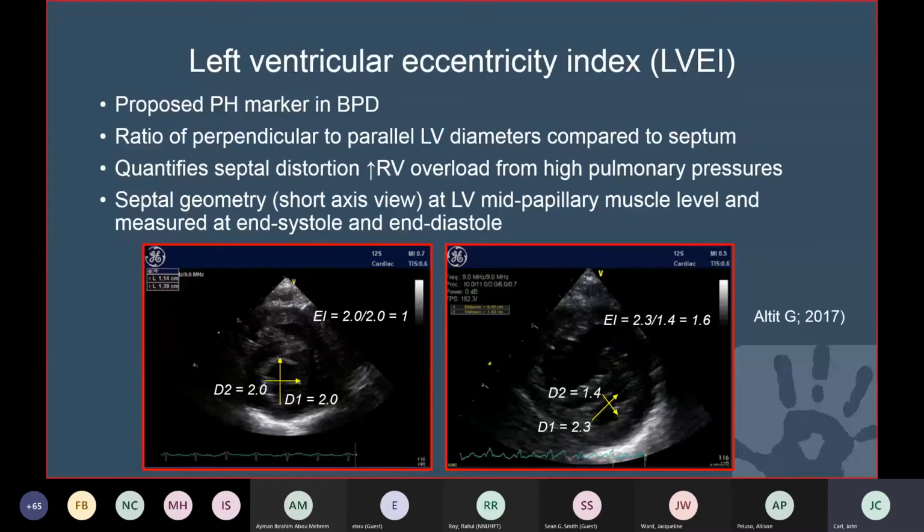We talk also about another measure, the left ventricular eccentricity index, a proposed PH marker in BPD. This is a ratio of the perpendicular and parallel left ventricular diameters compared to the septum. Normally this would be a rounded left ventricle, but with septal flattening, that quantifies the septal distortion by increased right ventricular overload from high pulmonary pressures. The short axis view at the left mid-papillary muscle level has an elevated eccentricity index because of septal flattening.